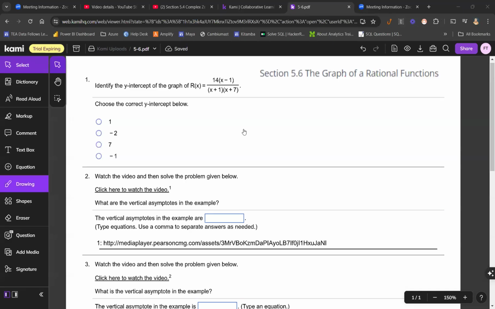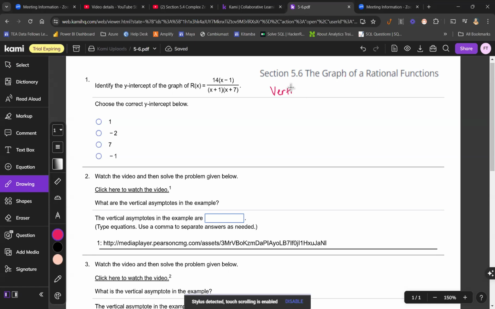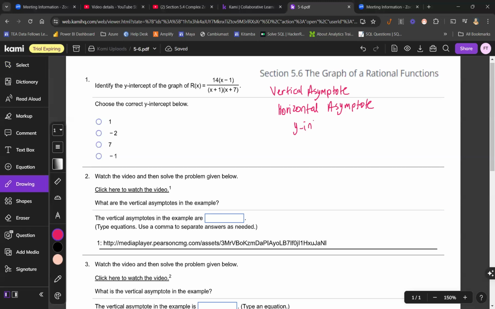For 5.6, it is called the rational functions graphs. But here, instead of trying to graph rational functions, we want to understand how to find their vertical asymptote. And then we're going to also understand how to find their horizontal asymptote. And then we will also find their intercept. Even the homework questions don't ask for all of these things. I'm going to still explain all of these things for each question because the test might have a different question than what you see here.